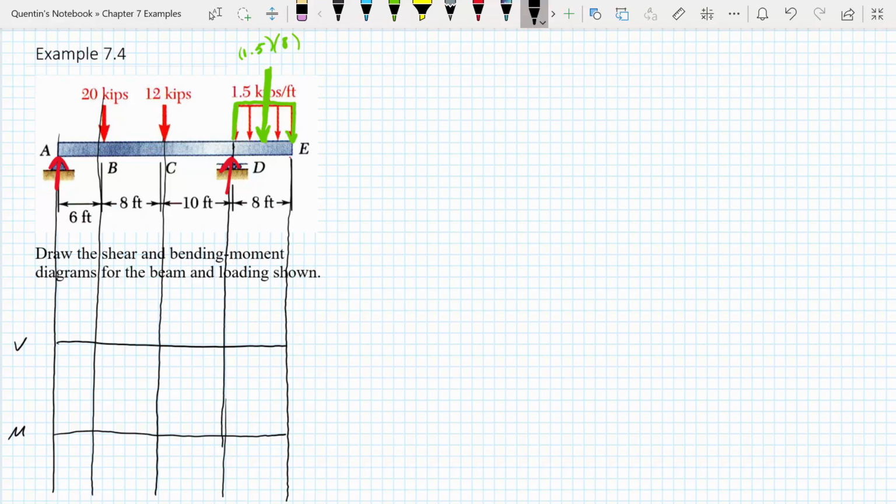Okay, so let's take the sum of the moments at A equal to 0. So you have 20 times 6 plus 12 times 14, right? Plus 1.5 times 8, that's the magnitude, and that's going to be at 24 plus 4, so 28. And that's going to equal D times 24, right? Okay, so that leaves us that D is equal to 26.